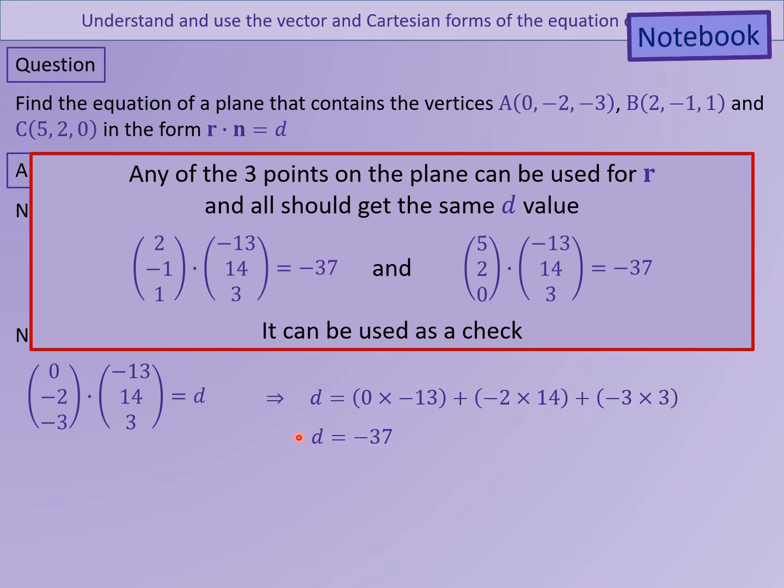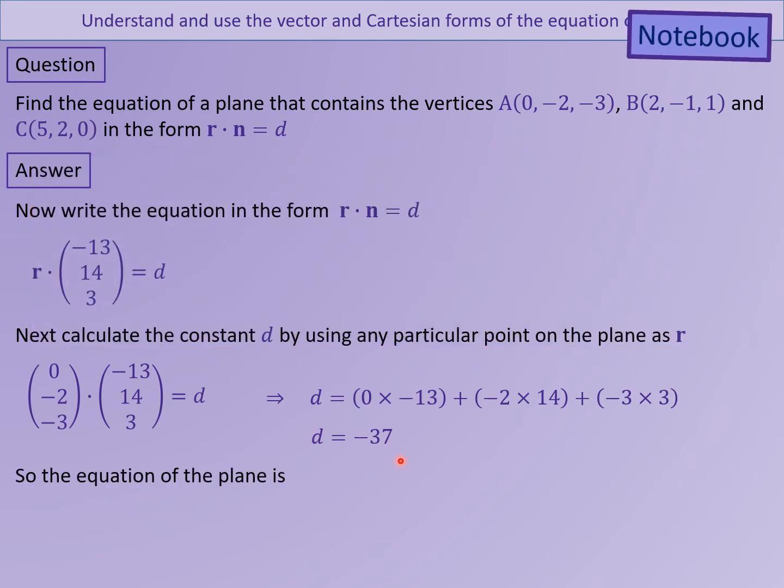All right, so once we've got this stage then, we've got our D value. At that point, don't forget to finish it off. Don't forget to actually write what they want, which is in this form. So we end up with r dot blah, blah, blah, blah, blah equals minus 37. And that is it complete then. That is the equation of the plane in that form. Okay, we'll look at other equations. You already know another equation of a plane from what you did before, but that is an alternative way of writing the equation of a plane.